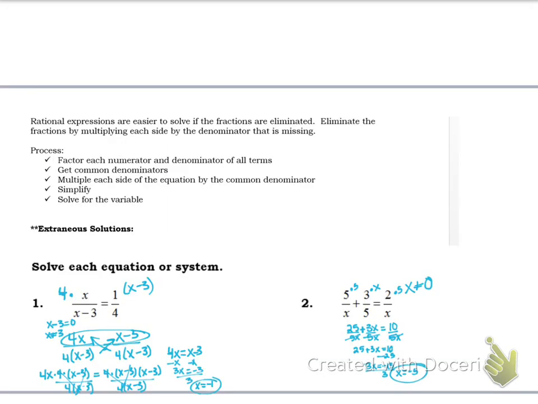Okay, another thing you could have done on this first one here is you could have cross multiplied this way and this way. Okay?